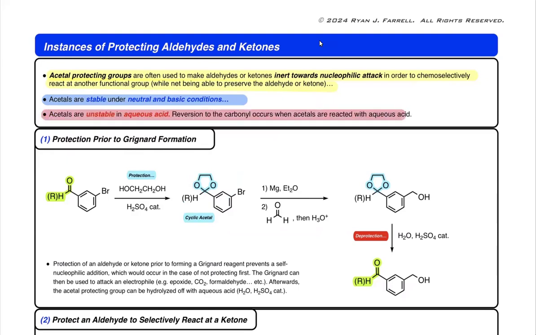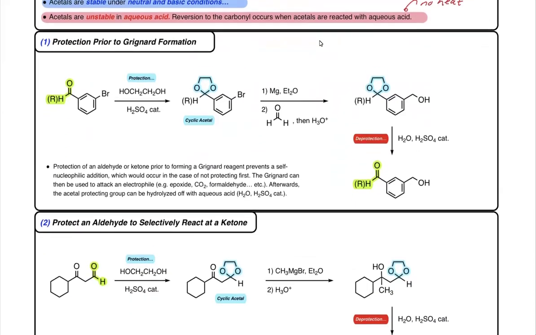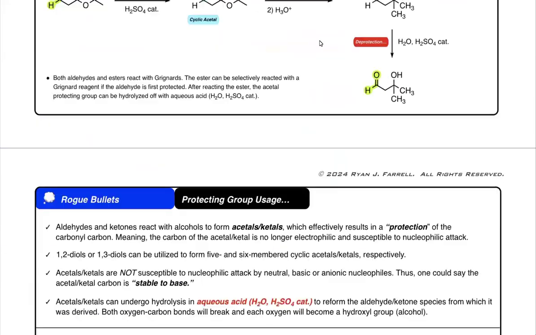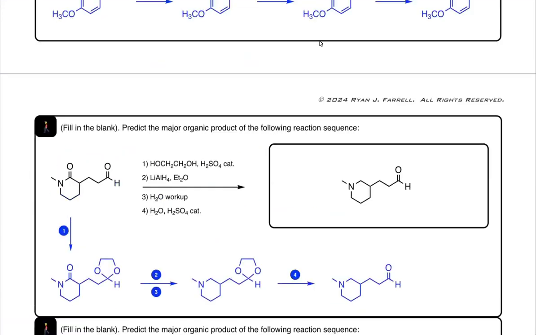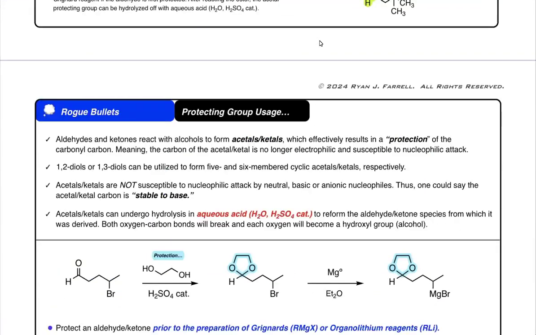But acetals can be reversed back to the carbonyl form. We could remove the protecting group, regenerating the aldehyde/ketone from which it was derived, using aqueous acid, water, and acid. And one conceptual note is that no heat is required to deprotect, although certainly heat could be used. So in this video, we're going to go over the various instances of when we would need a protecting group. Then we're going to go through some examples, just walking through examples where protecting groups have been utilized.